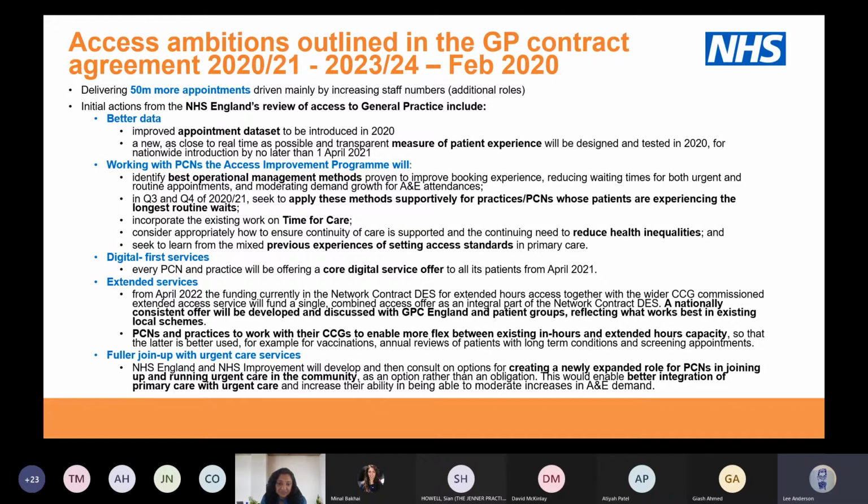Digital first services, which I've spoken about, are progressing quite well since the pandemic. There are loads of modes of appointments or contacts that patients have access to now compared to pre-pandemic. Extended access services, I'll talk about when we get to the next slide, but also part of the vision is to have a fuller joined up system with urgent care, so linking in the extended access services, co-hours, with any urgent care services such as 111, UTCs, and out-of-hours services. Next slide, please.